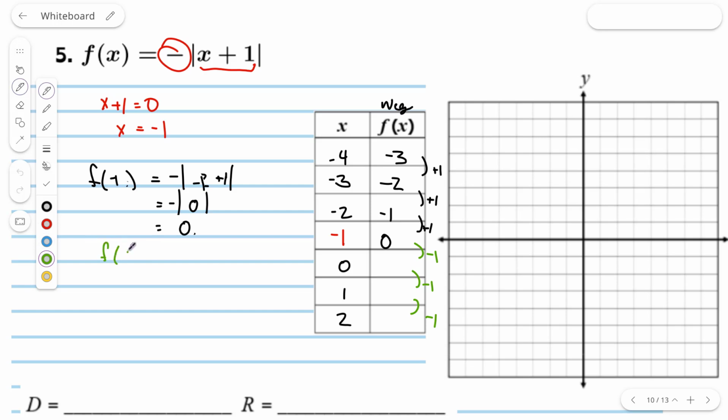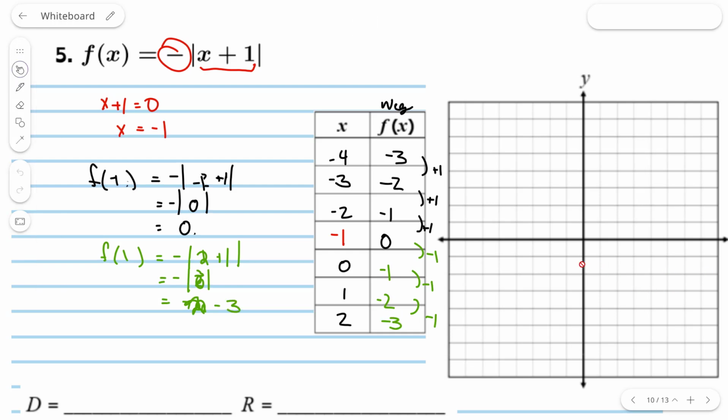So if I have f of 0, that's a negative of 0 plus 1. So negative of 1, absolute value of 1, so -1. And so if I keep going, you're going to see that pattern is going to continue. 1 plus 1 is 2, -2. And 2 plus 1 is 3. Absolute value of that is -3. So I'm going to go here and graph those points.